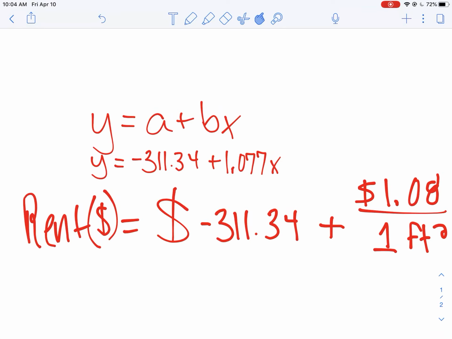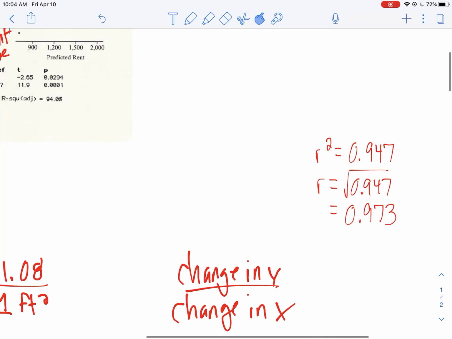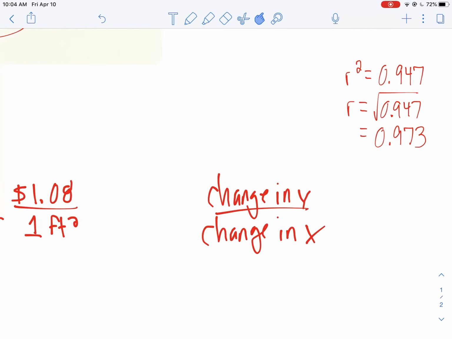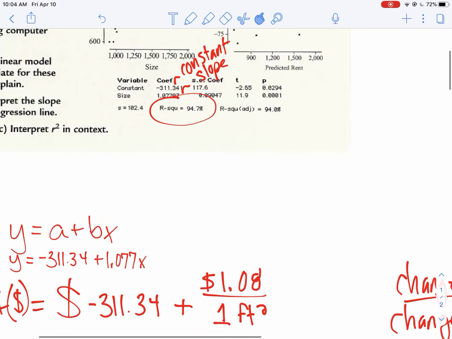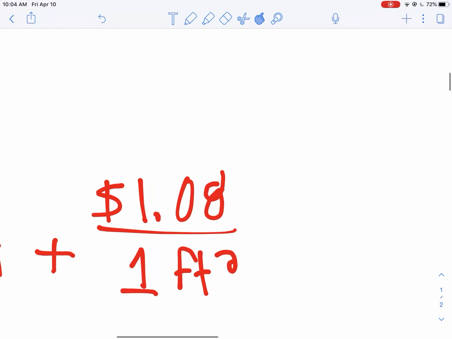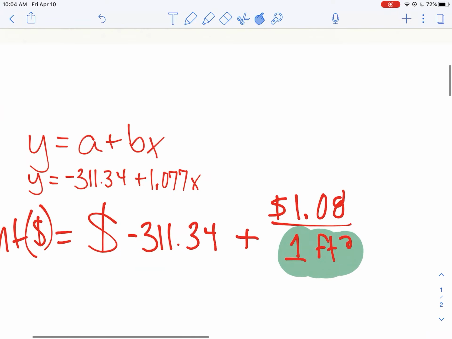Negative $311. I know, it seems kind of crazy, but we'll talk about what that means in context in a moment. And then for slope, I know a lot of times we're programmed for this whole rise over run, but it's really good to approach it from change in y over change in x. So since my y values are rent and my x is size, that's telling me that for every square foot, I am paying $1.08, basically.